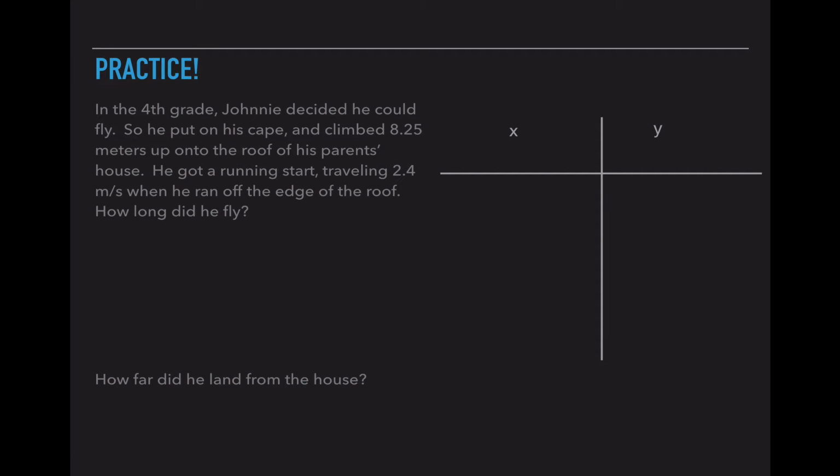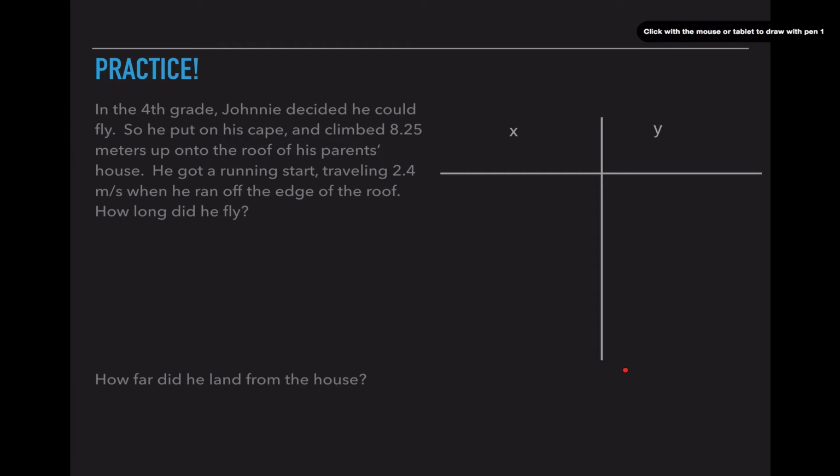So, in the 4th grade, Johnny decided he could fly. So he put on his cape and climbed 8.25 meters up to the roof of his parents' house. He got a running start, traveling 2.4 meters per second when he ran off the edge of the roof. How long did he fly?